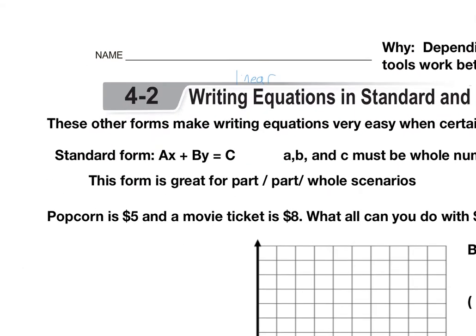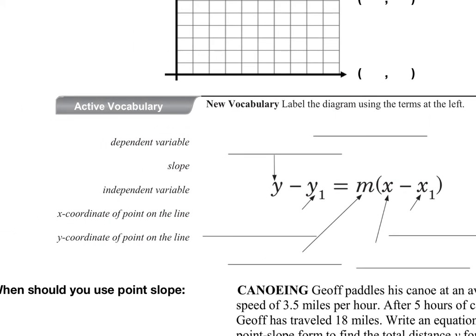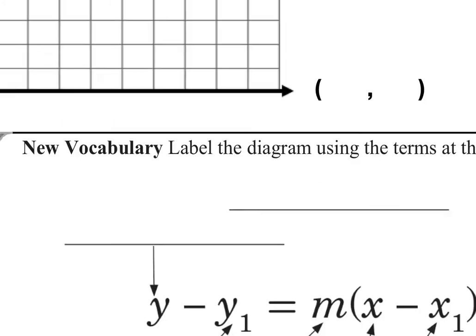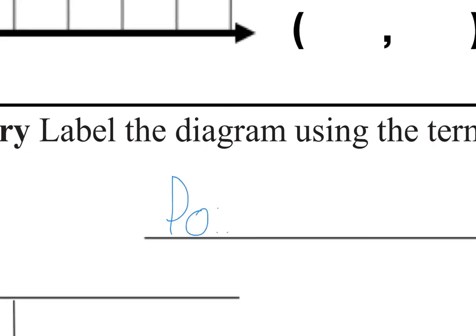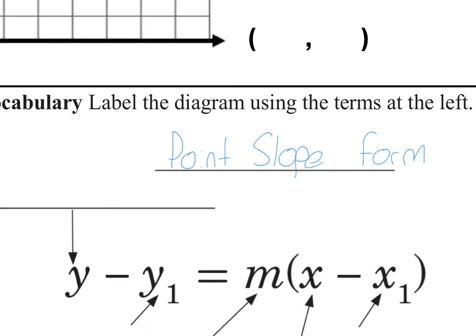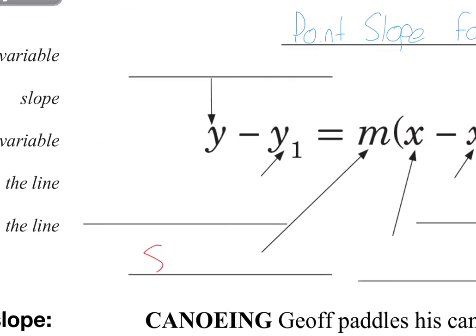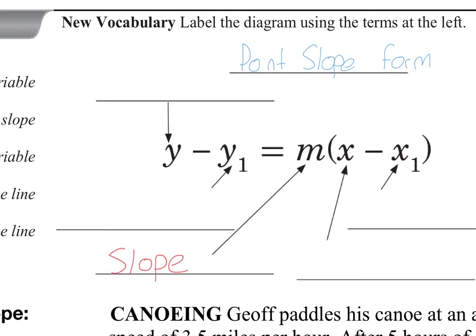So we're going to start off here with something called point-slope form. Okay, so you'll notice some similar components. The main one that I want to point out is that it has the letter m. When we were doing y equals mx plus b, m was slope. In point-slope form, m is still slope.